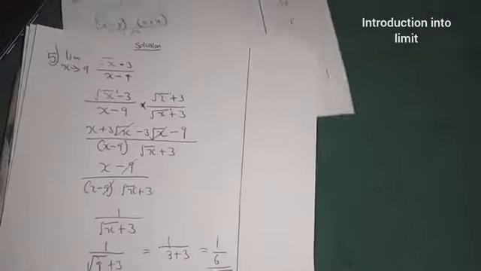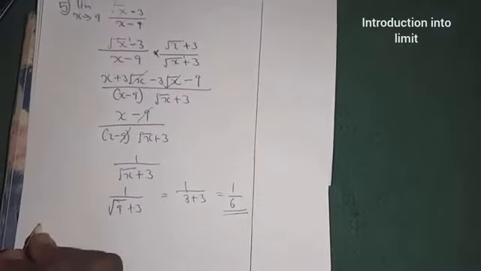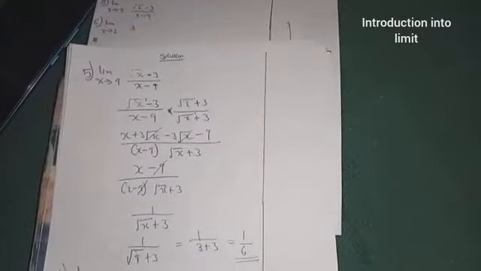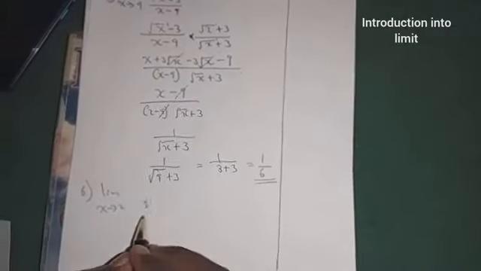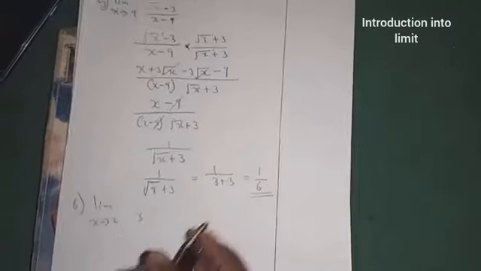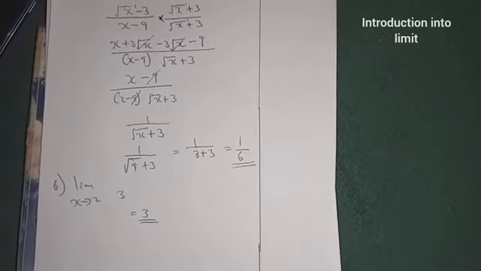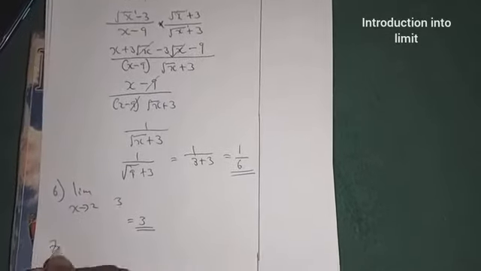So now we are moving to the next example, that is example number 6. Example number 6 says limit as x approaches 2 of 3. In this value, there's no x or anything attached to the 3. So our final answer is just 3, because there's no x on the 3, so nothing we can do to the 3.